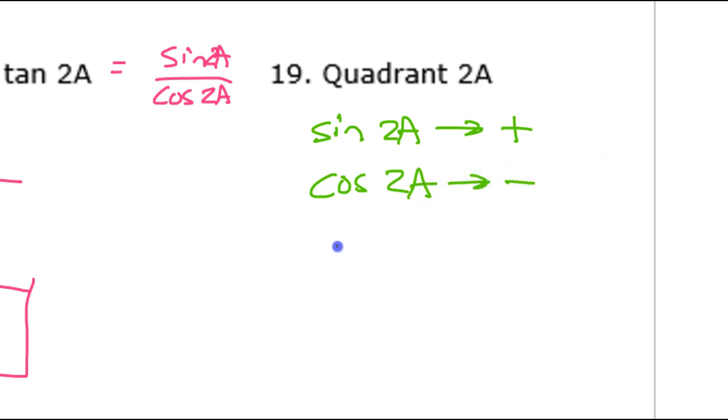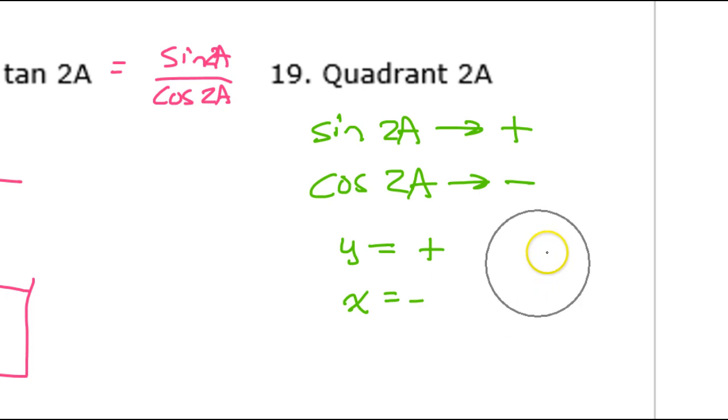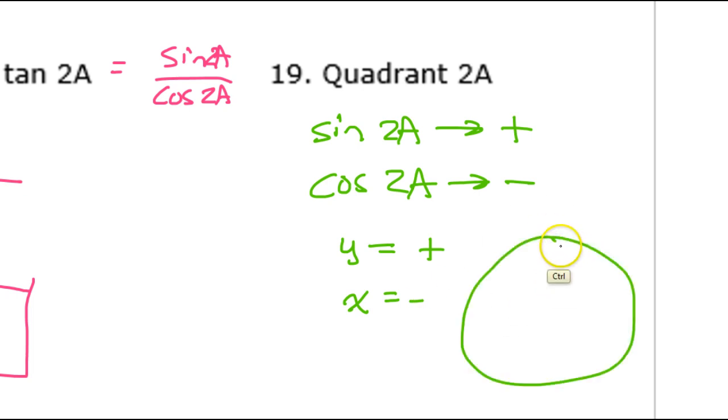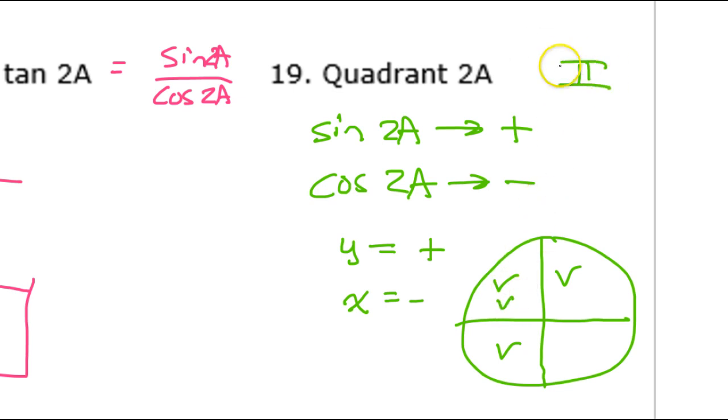So that means that we're looking at a y value that is positive and an x value that is negative. Well, what quadrant does that occur in? Okay, well, y values are positive in quadrants 1 and 2, and x values are negative in quadrants 2 and 3. So the only quadrant that satisfies both is quadrant 2. So that must be the answer.